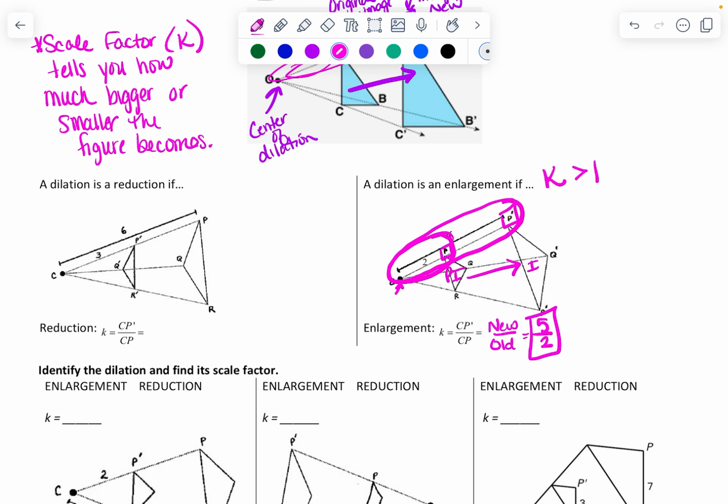But also the distance from C, the center, to P, compared to C to P prime, that distance is getting 2.5 times longer as well.